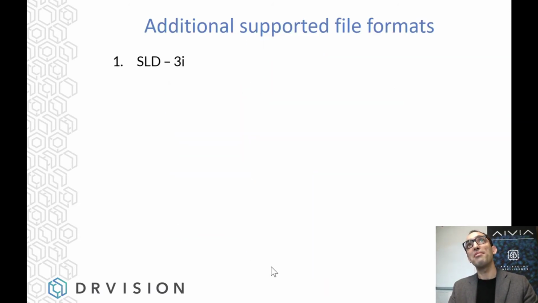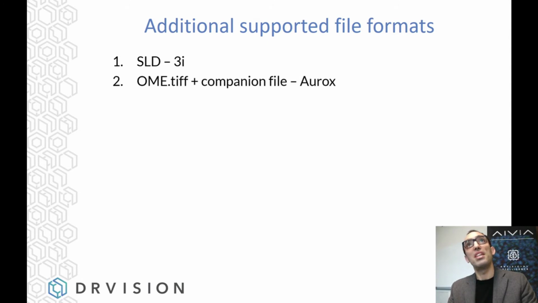And finally, we have added support for a number of file formats, a lot of them in the light sheet space. The first one is the SLD from 3i, triple I. The next one is not light sheet, but it's a laser-free confocal microscope from Aurochs. They have a particular OME-TIFF plus companion file that we added support for. Then the next one is from Luxendo Bruker, the H5. This is an HDF5 derivative.